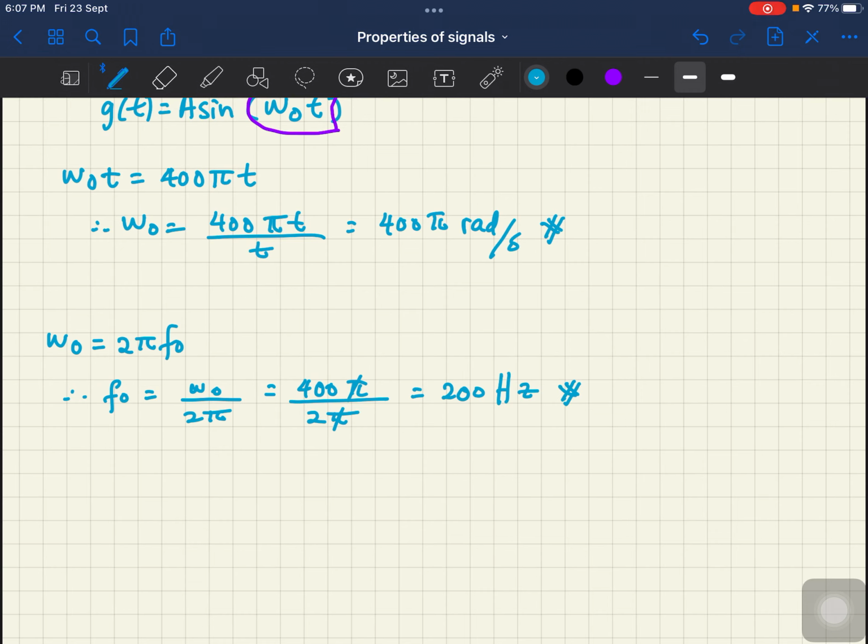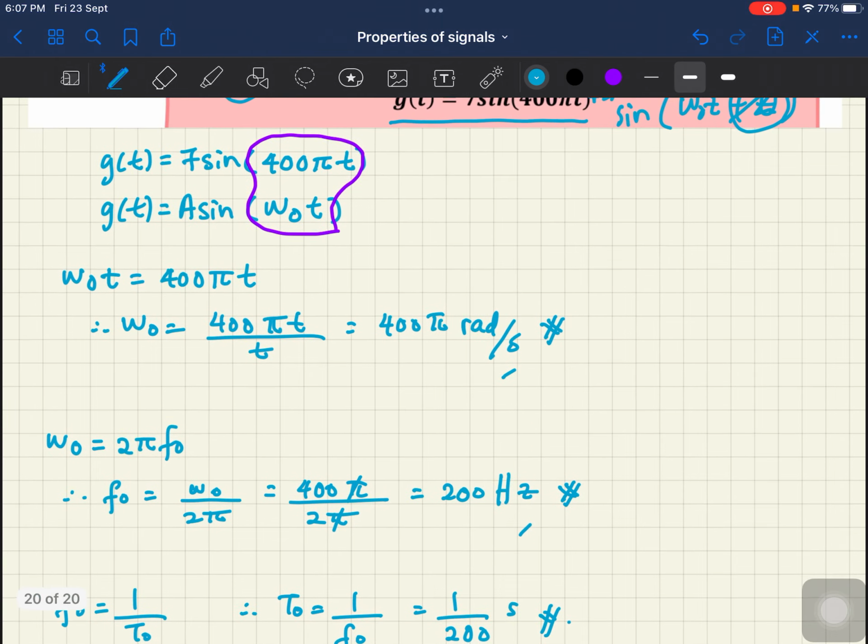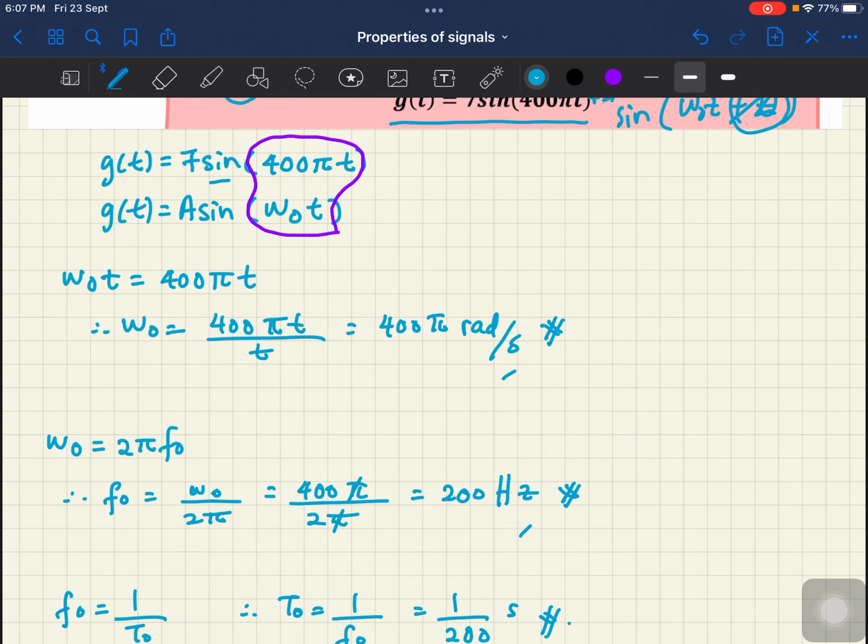Now let's use equation 1.6 from our handout to relate F naught and 1 over T naught. Therefore I can calculate T naught, which is 1 over F naught. So we get 1 over 200 second. That's the value of the fundamental period, fundamental frequency and angular frequency for this particular sine signal.